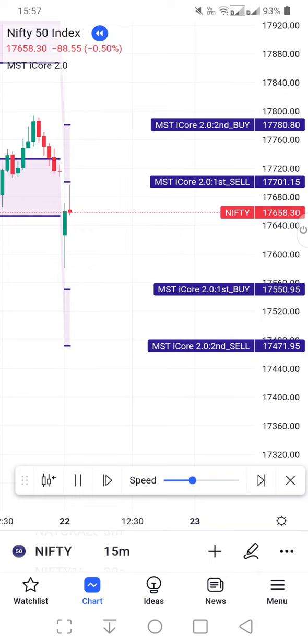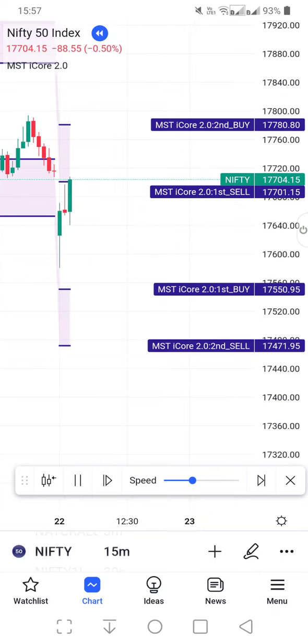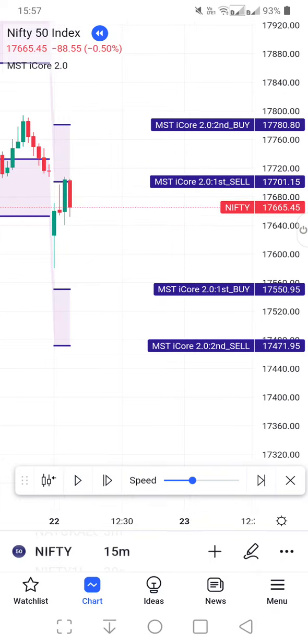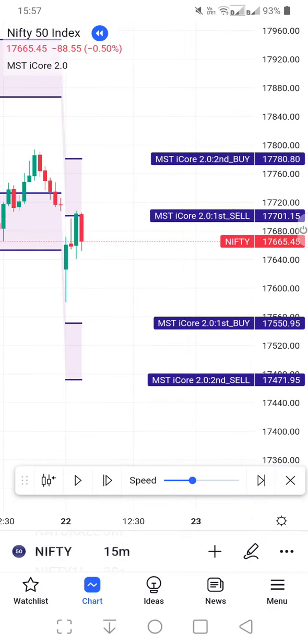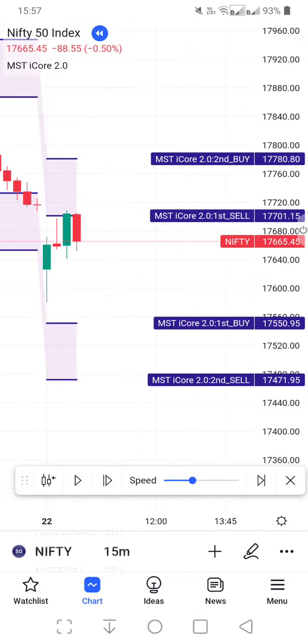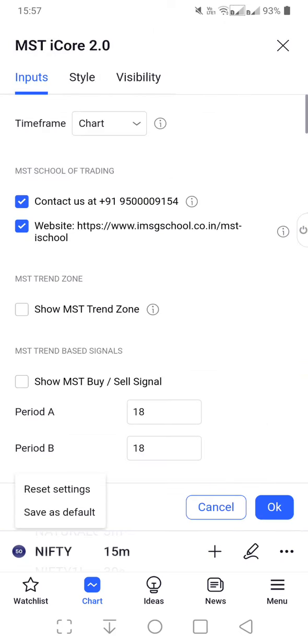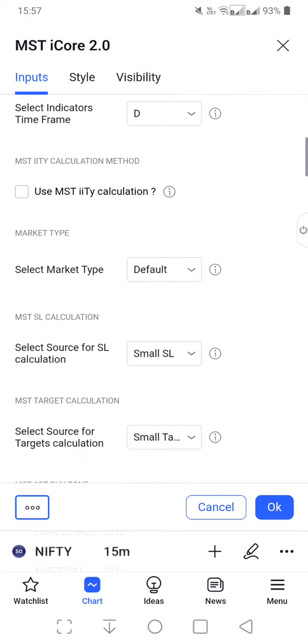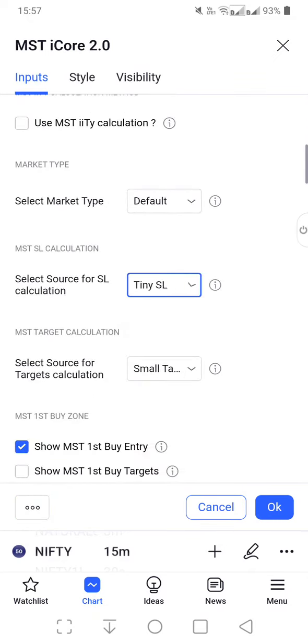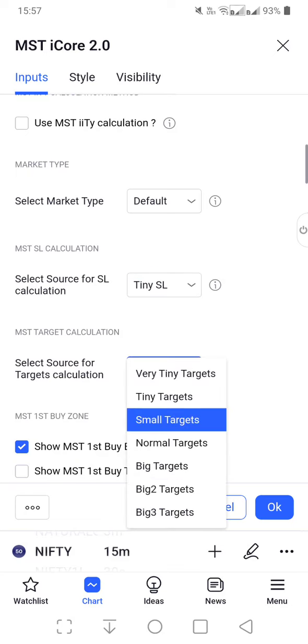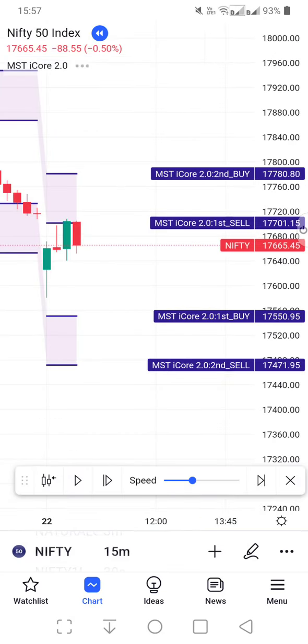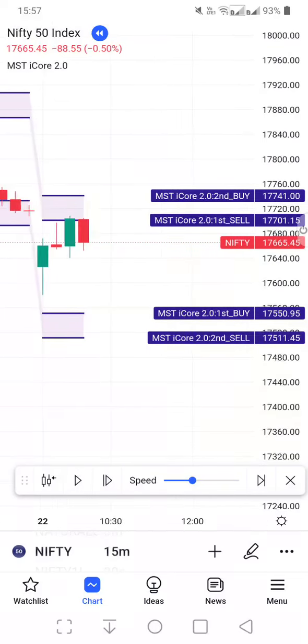Immediately our lines got formed and our sell entry also got activated. See here, exactly our sell entry got activated. Once again I show you, I am keeping the default setting. I'm coming here and pressing the reset button, reset settings, and I'm giving tiny SL and tiny targets. Okay, so this is the only thing I'm doing.